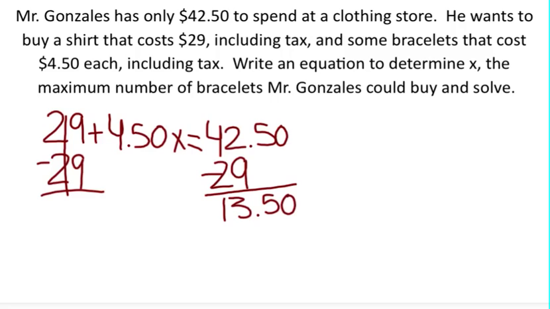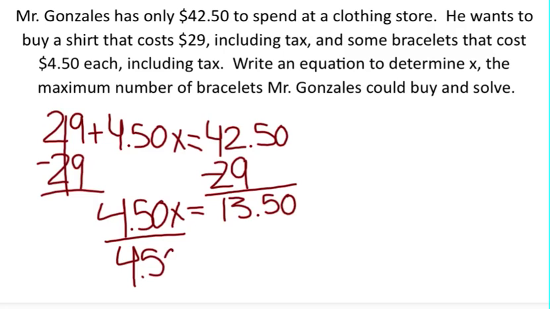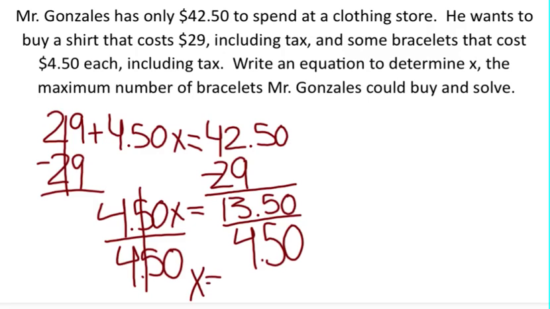Now you should have the equation 4.50x equals 13.50. The next step you should do is cancel out the number with the variable next to it. To do this, you should divide 4.50 by 4.50, and it cancels out because it equals 1. Now you have x equals 13.50. You should divide 13.50 by 4.50. This means that x is equal to 3.